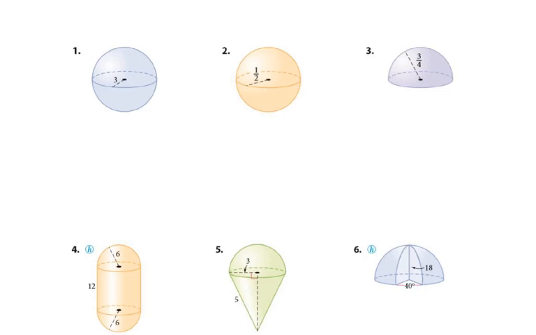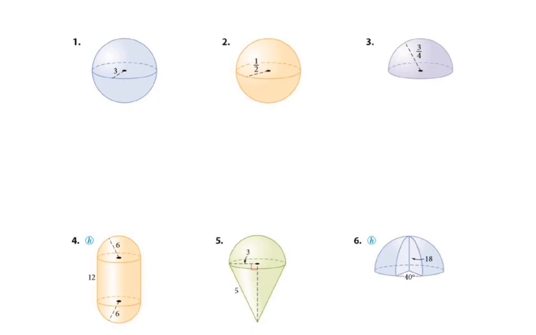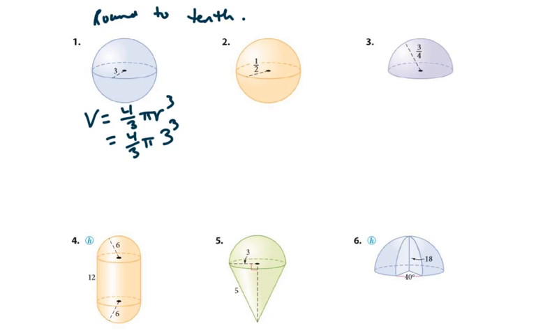Okay, so now let's apply this. So we're going to find volumes of all of these figures. And we'll round to the nearest tenth. So the first one, V equals 4/3 pi r cubed. So 4/3 pi 3 cubed. Use the pi button. Round only at the end. 113.1. I think it's in centimeters, so centimeters cubed.